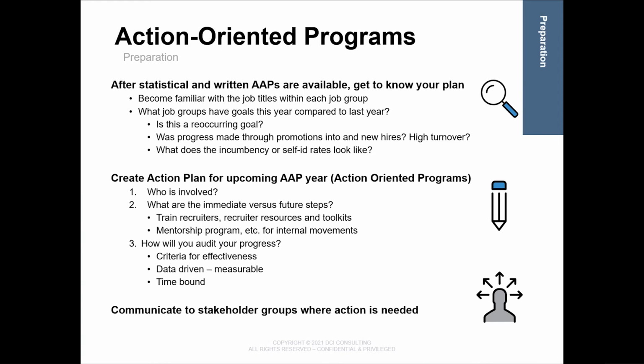How are you going to train the recruiters, provide recruiter resources and toolkits? Can you identify or create mentorship programs, etc., for internal movements? How will you audit your progress? This is extremely important in a focus area at OFCCP. What does your criteria look like for effectiveness? How are you measuring this? What data do you have to measure your effectiveness and your progress? And then you really want to make sure it's time bound so that you identify when your goal is going to be met by and what you're doing within that time frame.